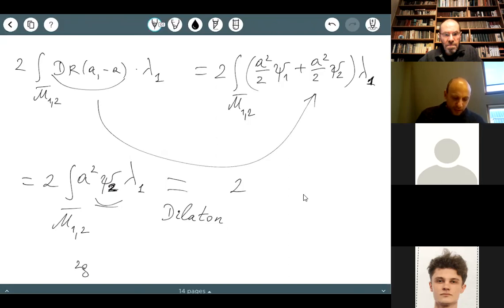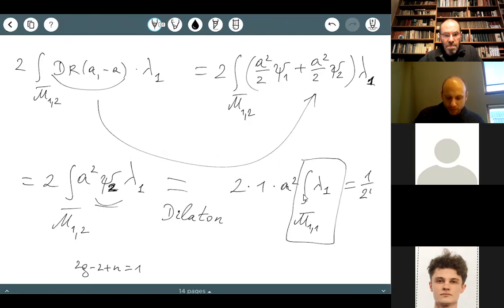So now 2g minus 2 plus n is equal to 1. So I get 2 times 1 times the integral. Maybe I'll write a squared before the integral, times the integral of lambda 1 over M11 bar. And this integral is equal to 1 over 24. I think yesterday I told you that the integral of psi 1 was equal to 1 over 24. On M11 bar, the Hodge bundle and the line bundle L1 are the same, and so their first Chern classes are the same. So in the end I get a squared over 12.